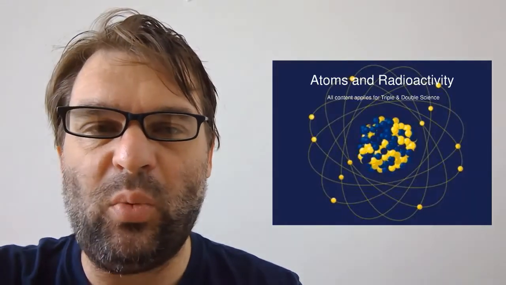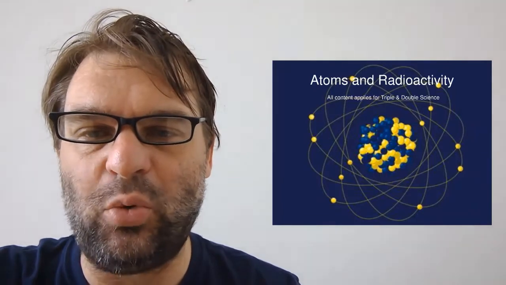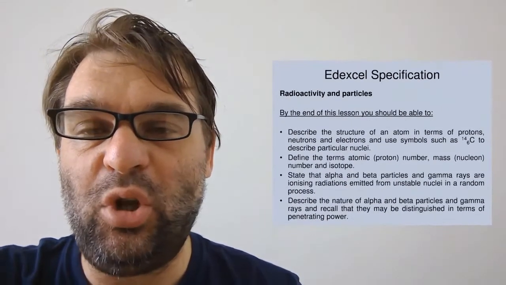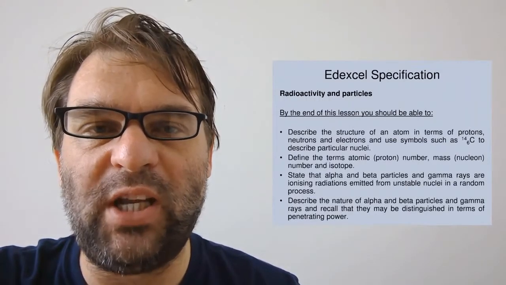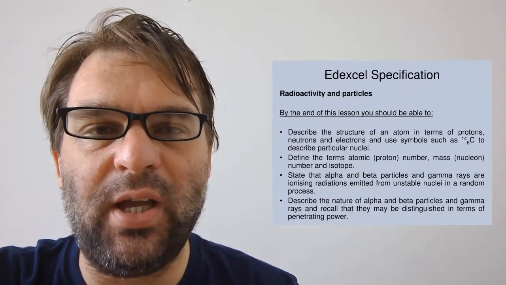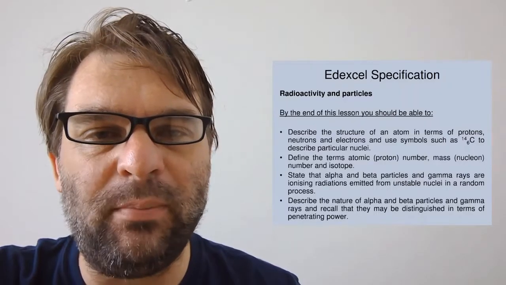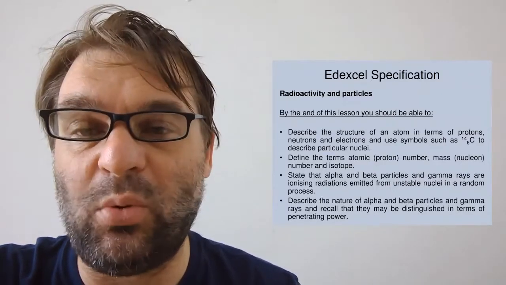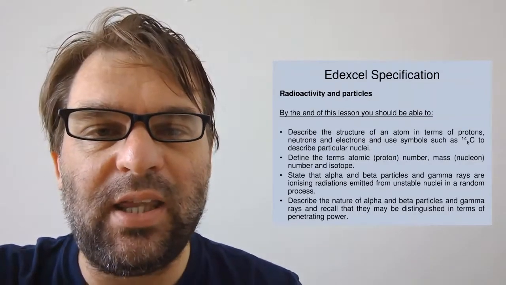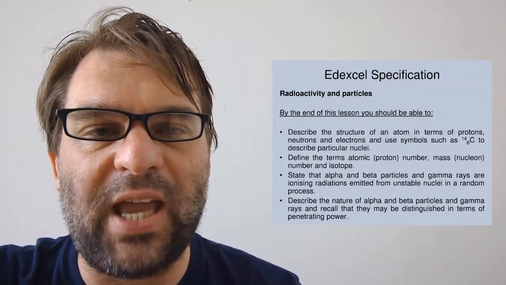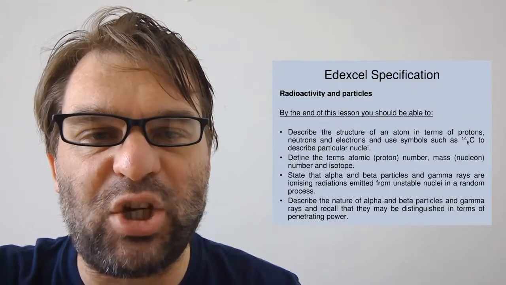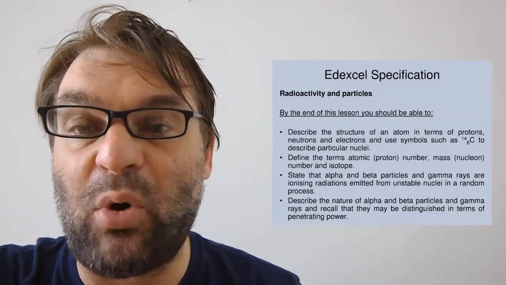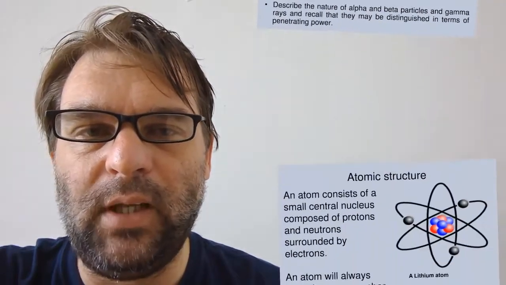So in today's lesson, we're going to look at atoms and radioactivity. In terms of the specification, we're looking at radioactivity in particles. We're going to describe the structure of the atom, define the terms atomic number, mass number and isotopes, state that alpha and beta particles and gamma rays are ionizing radiation, and describe the nature of alpha, beta and gamma rays. Let's get on with this.